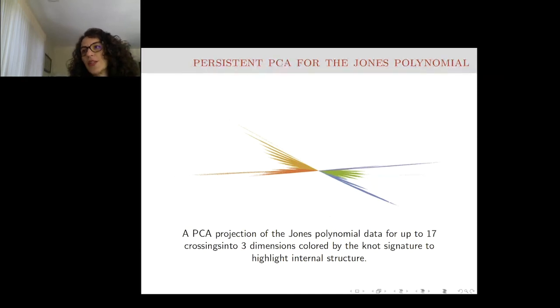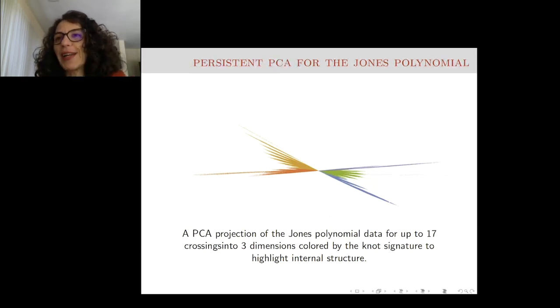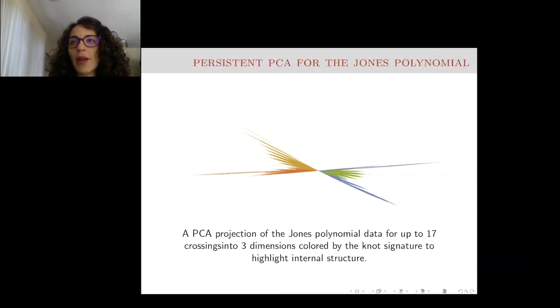And it turns out, although this picture, I guess, doesn't do it justice, that the PCA reduces the dimension of this 35-dimensional data set, because we're looking at knots up to 17 crossings, into three dimensions. And I want to point out that the color here actually corresponds to different values of the signature of those knots.